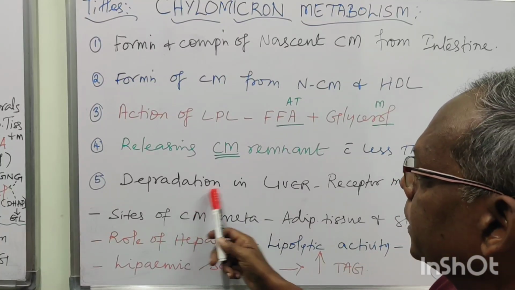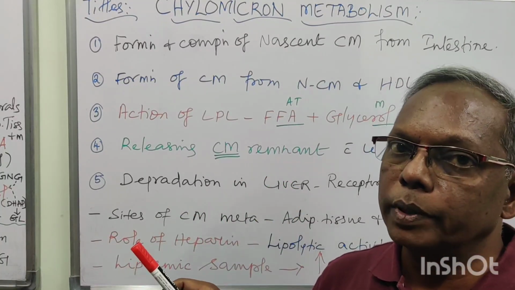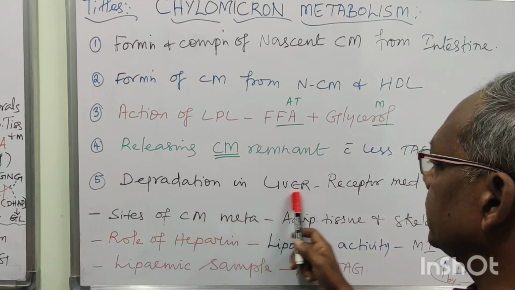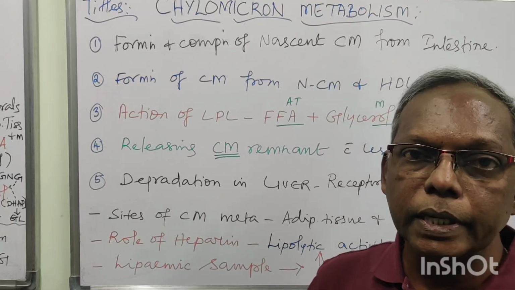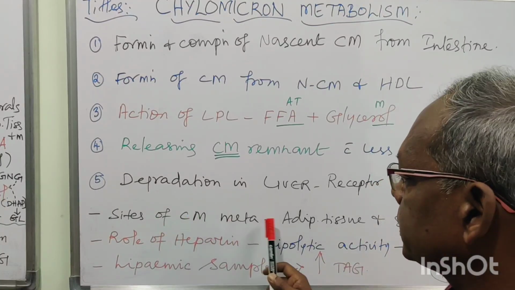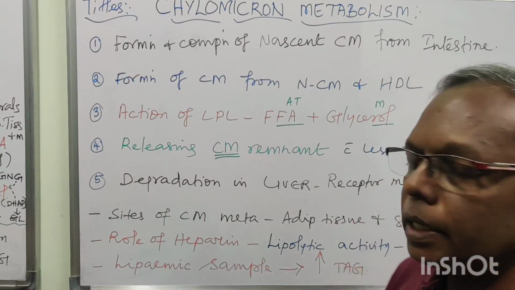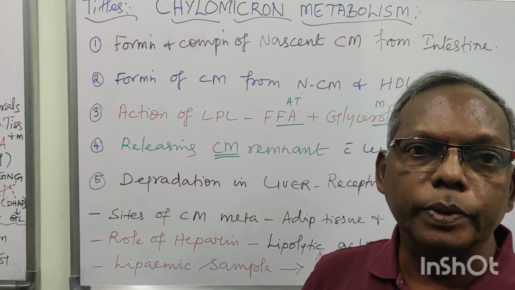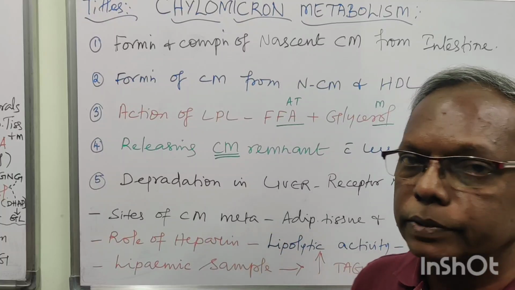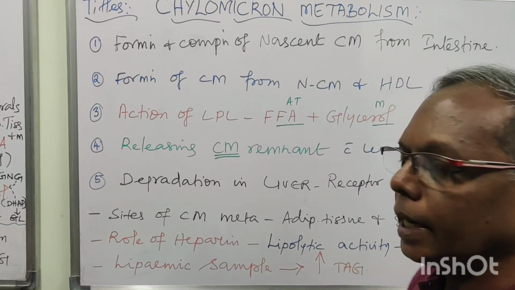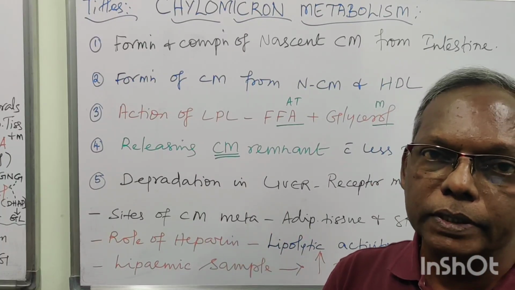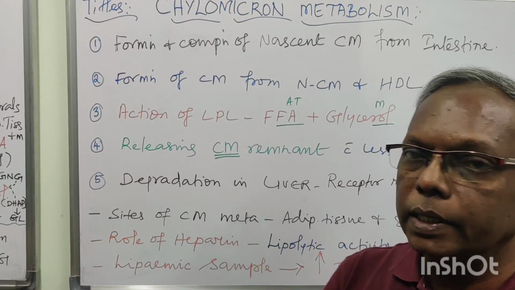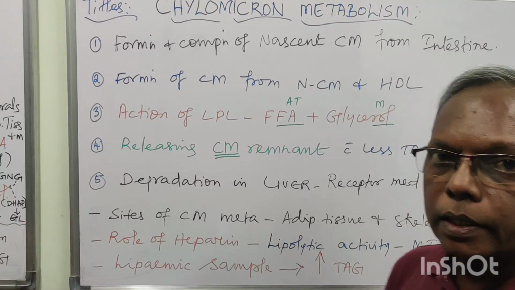The next one is degradation. After the remnant chylomicron formation, it enters into the liver for degradation through receptor mediated endocytosis. Next is the site of chylomicron metabolism, which occurs in adipose tissue and skeletal muscle. Role of heparin: this is a very important viva question or sometimes MCQ, that is the lipolytic activity of heparin. Myocardial infarction patients are given heparin for treatment, which has lipolytic activity.